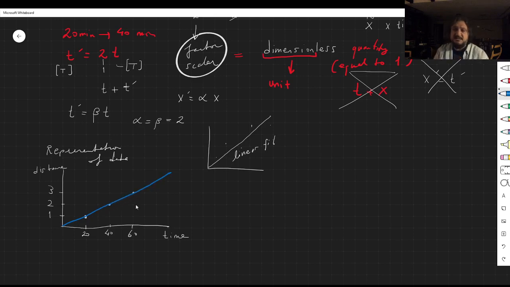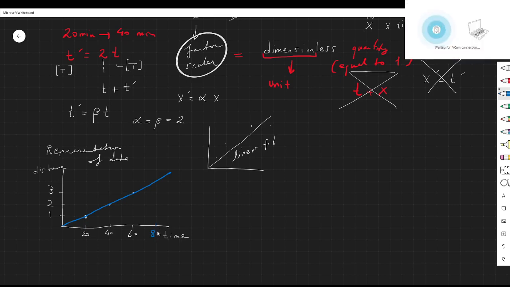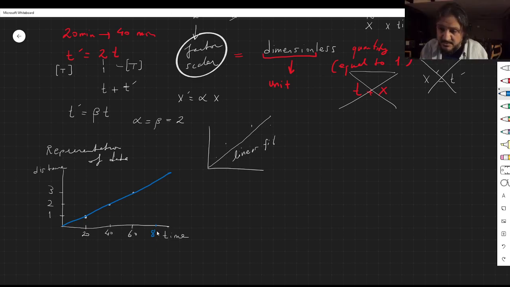But the advantage is now I know what's going to happen here. If I go for a walk for an hour and 20 minutes, which makes 80 minutes, then I go up and find that point on the left axis, which will be 4, right? I'm just counting boxes here. I can predict that I will walk 4 miles, or what happens in between. Let's say at 30 minutes, half an hour, I will be at 1.5 miles from where I started.